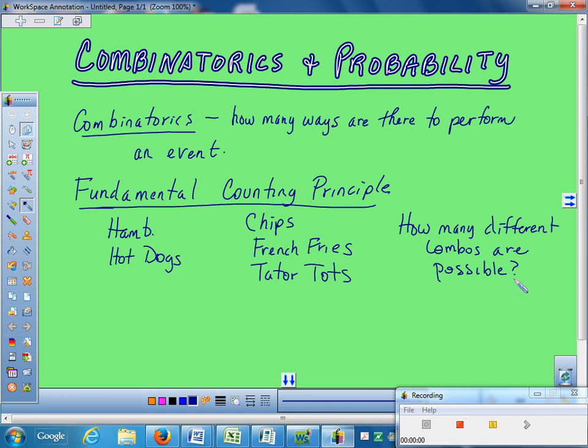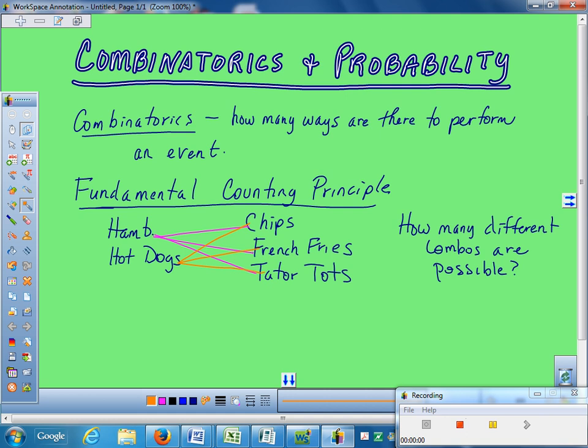Okay, we're going to do it the way you would have done in elementary school. You would have gone, well, I could have a hamburger and chips, a hamburger and French fries, or a hamburger and tater tots. That'd be 3. Or I could do hot dog and chips, or hot dog and French fries, or tater tots. And that would be 6 lines that I just drew.